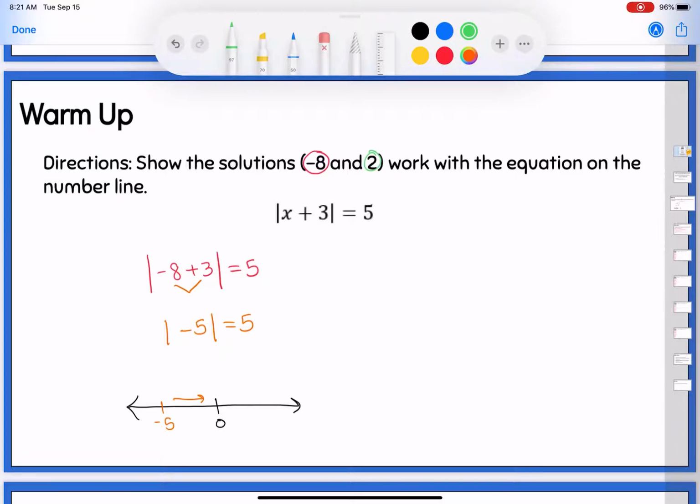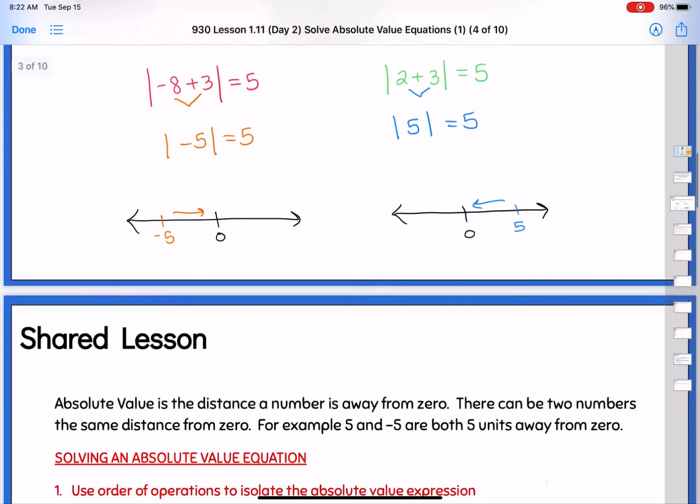Then I'm going to take this 2 and plug it in for x. So now I'd have the absolute value of 2 plus 3 is supposed to equal 5. Again, since I have a number in here now, I can simplify. 2 plus 3 is 5, so I have the absolute value of 5 is supposed to equal 5. On a number line, that's telling me that 5 is supposed to be 5 units away from 0, and that is absolutely correct. So just remember that absolute value means it's supposed to be that number of units away from 0. All right, good warm-up to get us prepped.